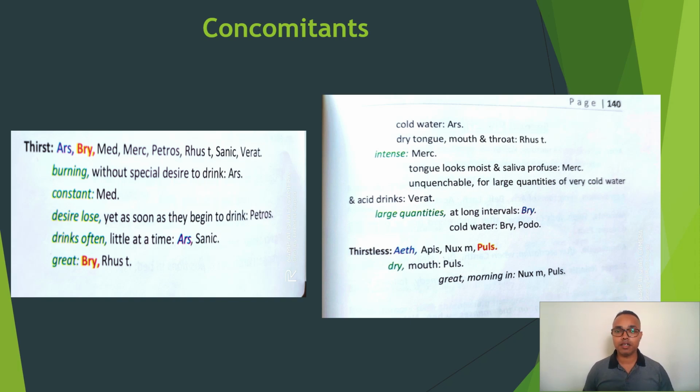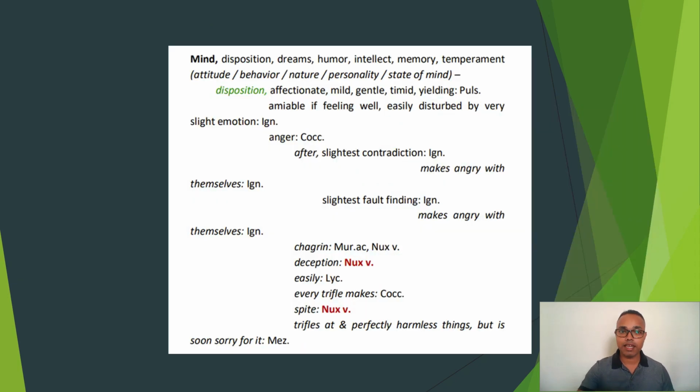You can see here 2 examples of physical general, thirst and thirstless, with their sub-rubrics and medicines, and another example of mental general. You can see here the mind rubric with their sub-rubrics, and under upper sub-rubric and lower sub-rubric.